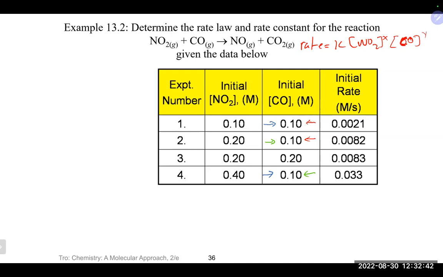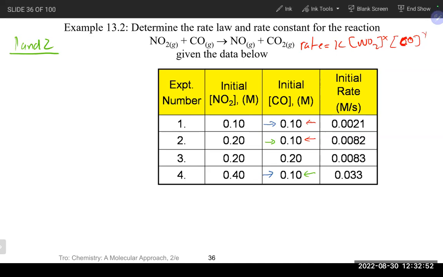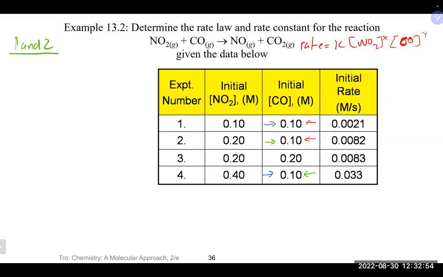So just to demonstrate that, we'll run through all three options there and show you how different they are, if they really are. So if we were to do, for example, 1 and 2, just to start it off, and if we look at that, we will do our larger rate up on top, which in this case is 0.0082. So 0.0082 equals our K times our 0.2 to the X and our 0.1 to the Y.